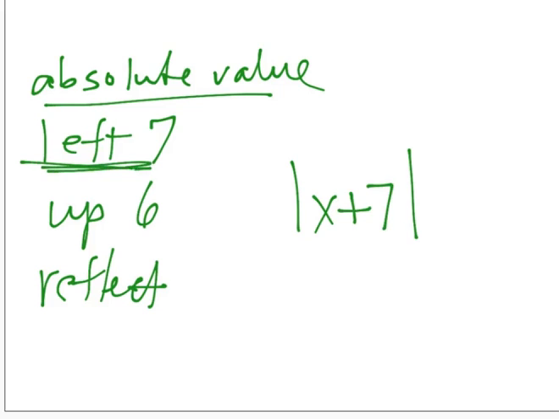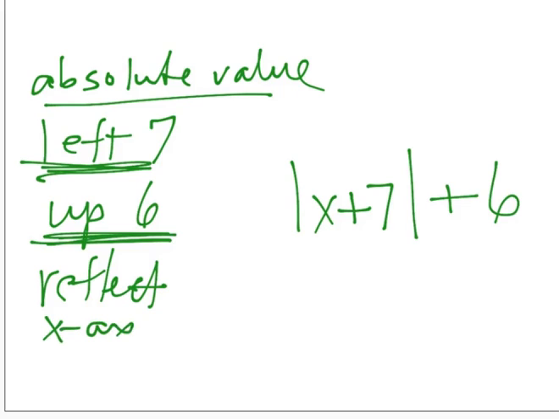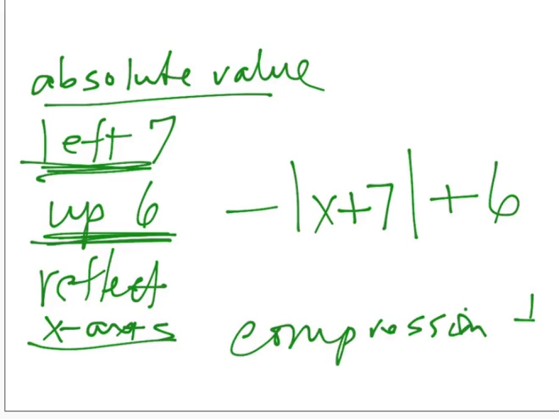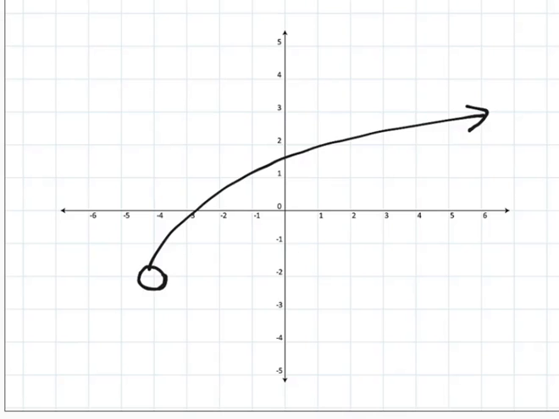Now your head right there said left. You thought about making it negative, but you know it's not negative, it's positive. Now outside the function is up and down, so that's plus 6. And if it reflects over the x-axis, that's a negative. If it has a compression by 1/3, I put the 1/3 right there because it's a multiplier. That's function notation. We should know all about function notation.